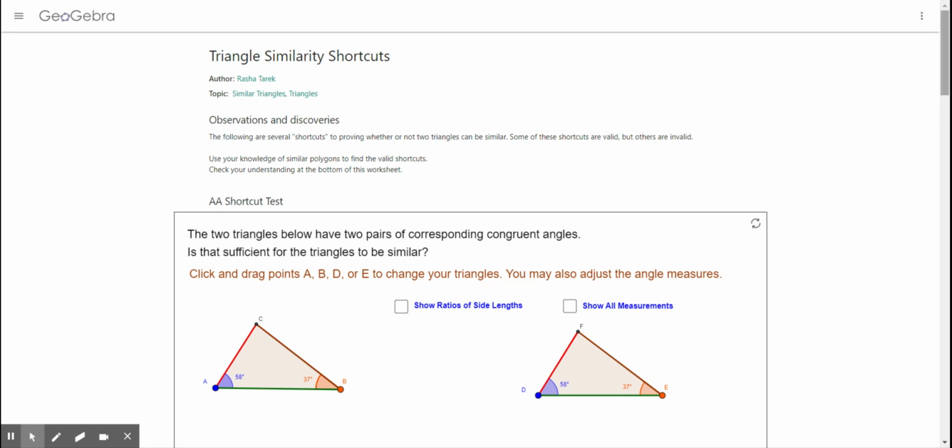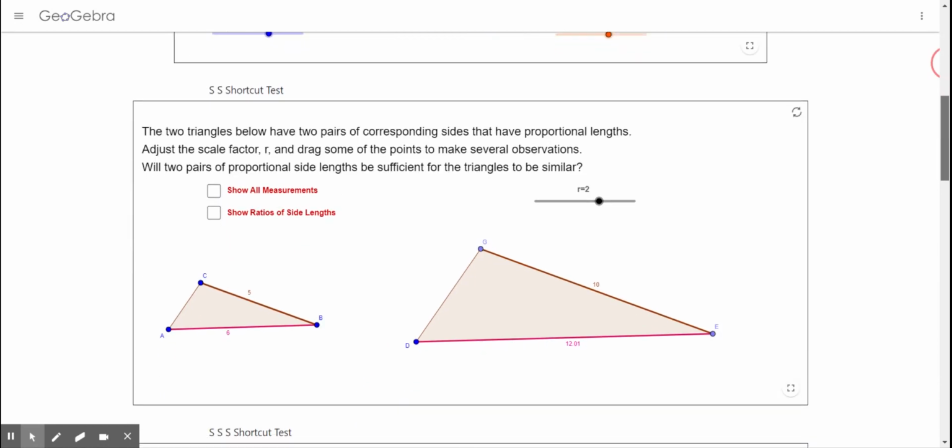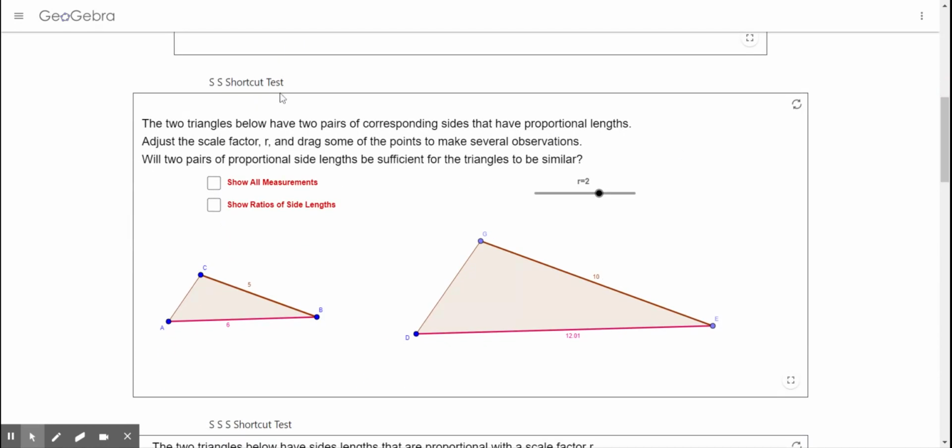We're going to skip that one. You're going to work on that on your own. We're going to go down to the second one. It's the SS or side shortcut test.